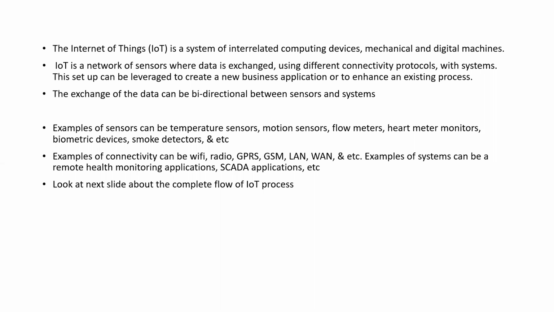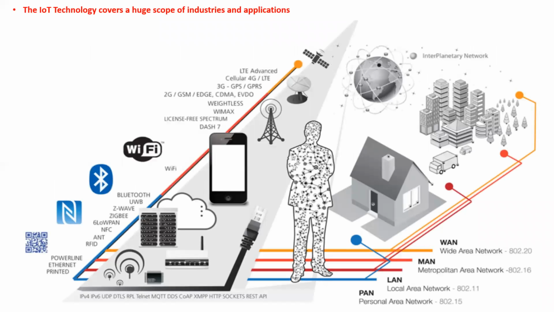Let's look at the next slide about how the complete flow is going to happen for IoT. This is the architectural diagram of how the communication, backbone, internet, protocols and operating system work out. It is completely in a different application, where embedded systems, sensor systems and connectivity devices are collectively participating and doing this job.